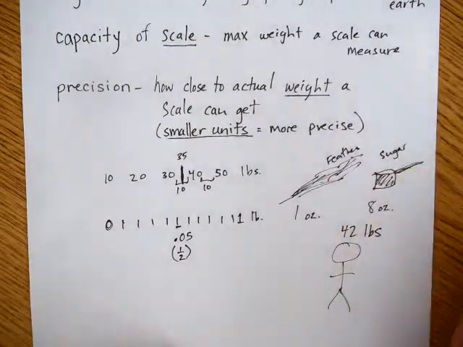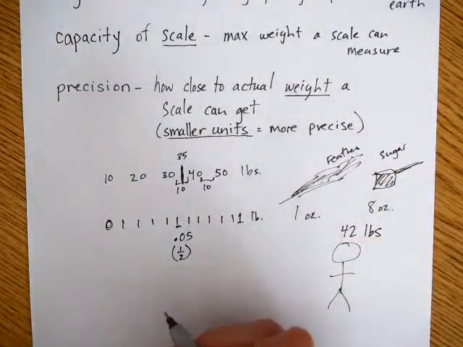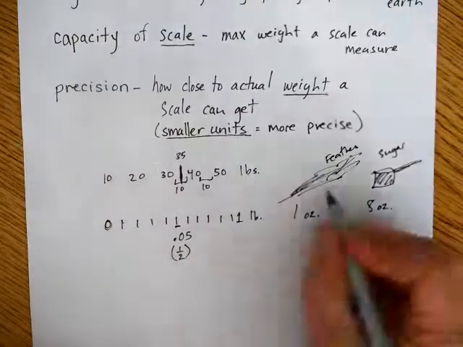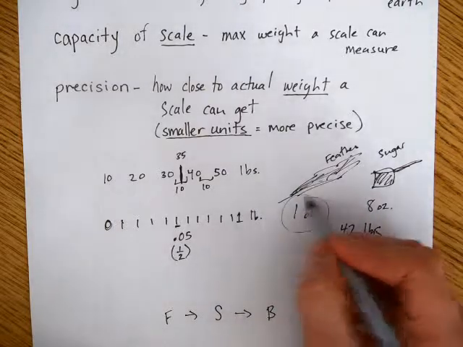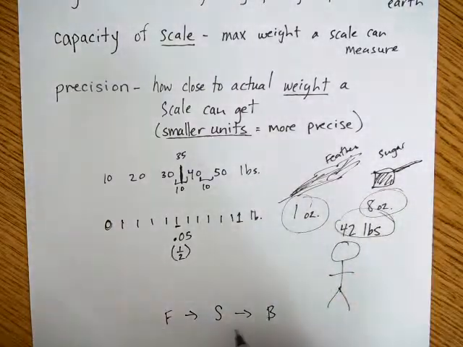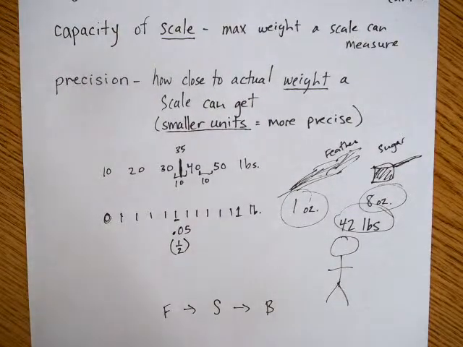So we want them to say, if I'm going to put these things in order, the feather is the lightest. So the feather, and then the sugar, and then the boy. Just by looking at how much the things weigh, they should be able to put them in order from lightest to heaviest, or heaviest to lightest.